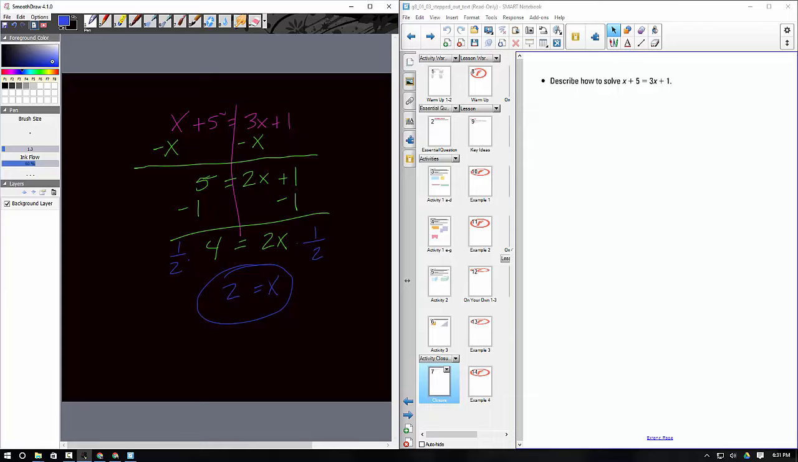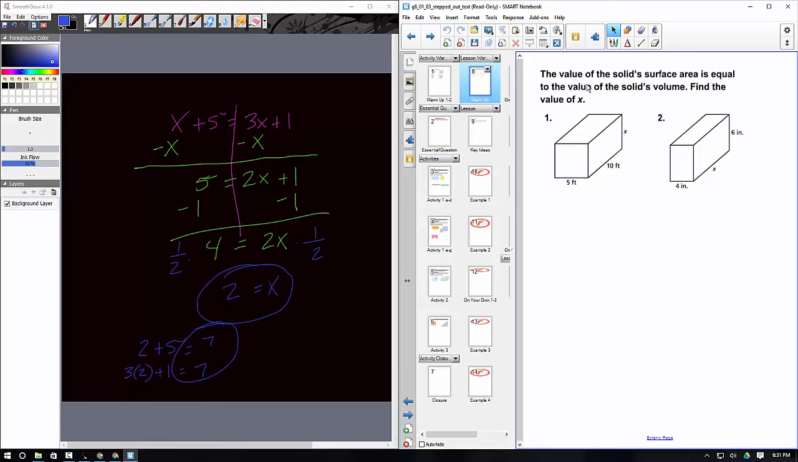Now I check it. And I'll put 2 plus 5, and the other one is 3 times 2 plus 1. So let's see what these equal. For the left side of the equation, 2 plus 5 is 7. And then 3 times 2, which is this right here, I just plugged in the 2, is 6 plus 1 is 7. So they do check out.